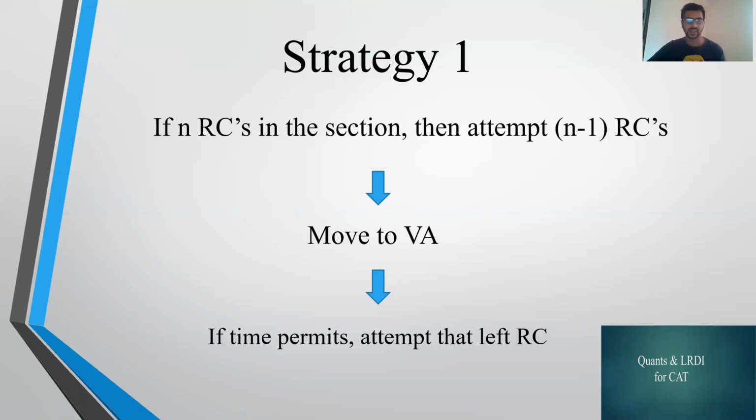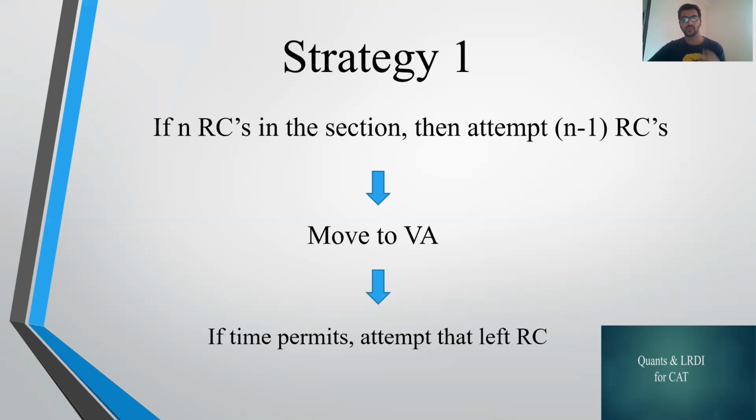Just like the LRDI sets, where you select the sets in the section, you have to select the RCs here as well. What I would recommend is to just read the first paragraph of all those three RCs. I am just giving a random example that three RCs are appearing in the section with five questions each, so a total of 15 RC questions, and you have to attempt only two of those RCs, right? So first read the first paragraph of all three RCs, select the RCs according to your comfort level, and then move to the VA part.